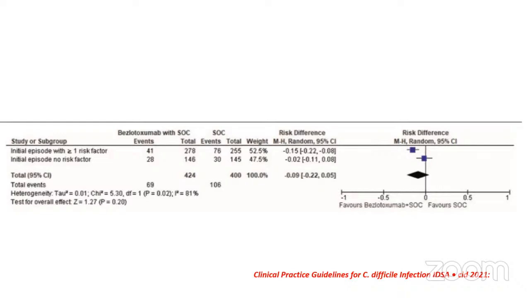So this is evidence with the initial episode with more than one risk factor. What are the risk factors? Age more than 65 years, history of previous Clostridium difficile infection, compromised immunity, severe CDI, and certain types of virulent ribotypes. So these are all the risk factors, and if there is more than one, then bezlotoxumab will have improved outcomes in this patient when compared with no risk factor.